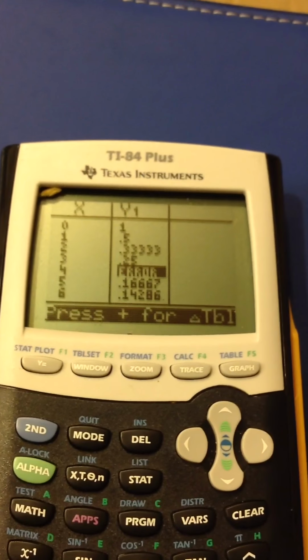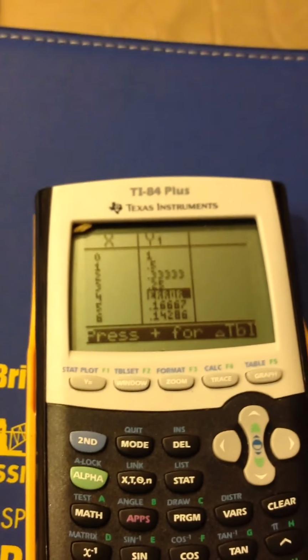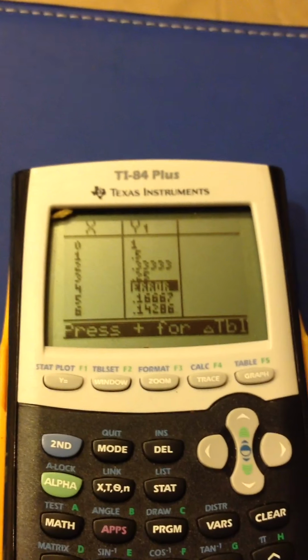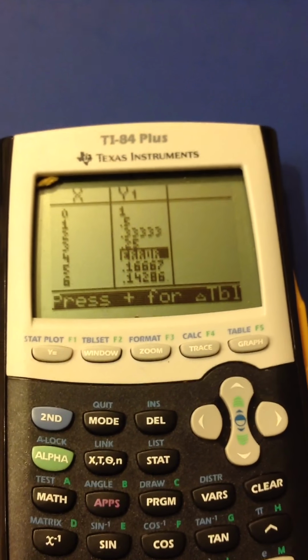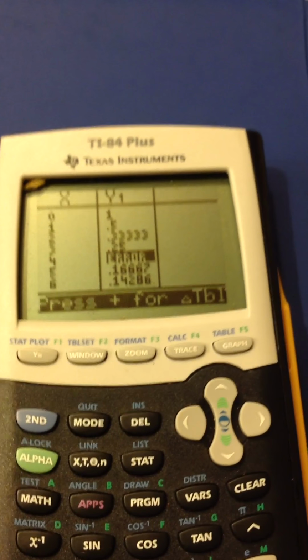But you see those x values? None of them match the x values that I want. I want to look just before 4 and just after 4. I want to look real close. In order to do that, we're going to have to set up our table, and this is why I want you watching.